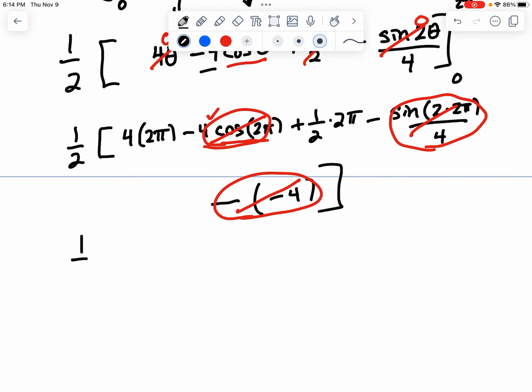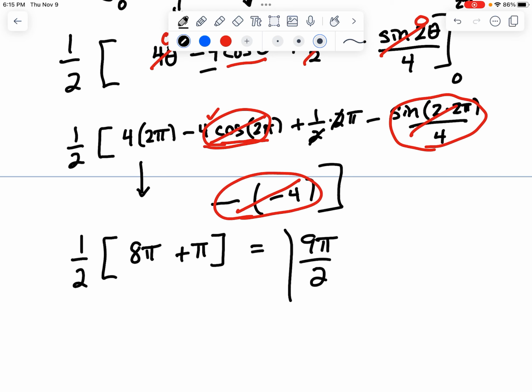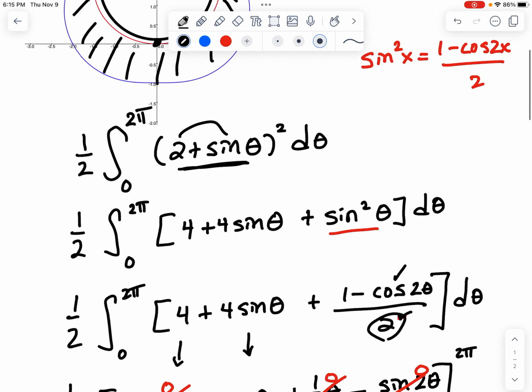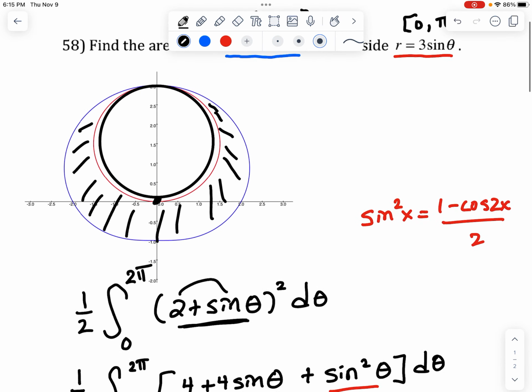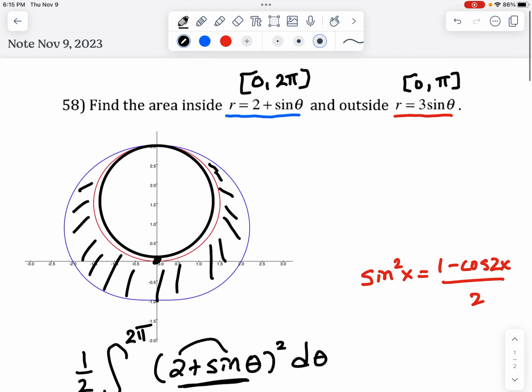Okay, so what's left? There's the 1/2, that hasn't gone anywhere. There is an 8 pi. And when I reduce, there's also plus another pi. So in grand total, there's 9 pi's divided by 2. All right, we're halfway done. So that was for the 2 plus sine function. Now we need to do the other one, and we should get a smaller answer and then subtract.